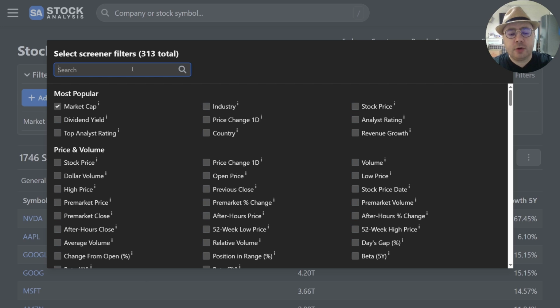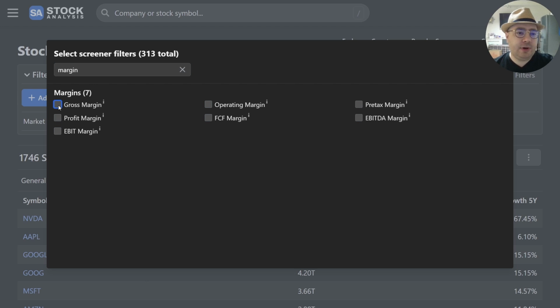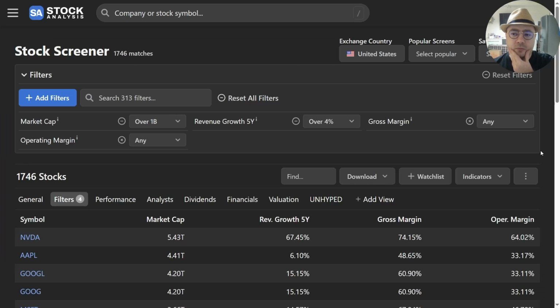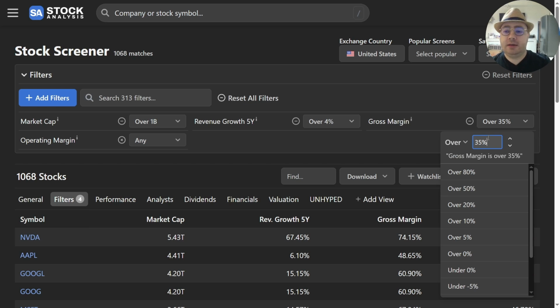Let's now look at the gross margins and operating margins as well. So the average for the S&P 500 when it comes to gross margins over the past 5 years is like 45%. Before it was like 43. So let's just put over 35, just because a company has a little bit lower gross margin than the S&P average doesn't mean that it's a bad company. You could have a good company with 30% gross margins as well.